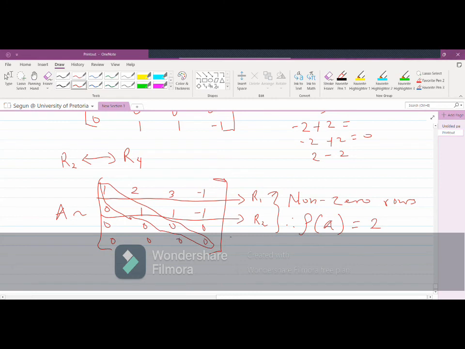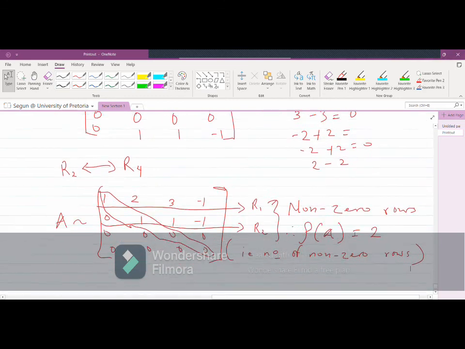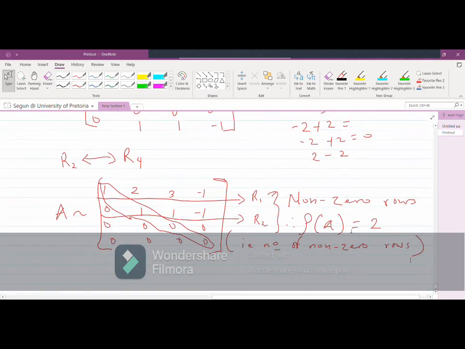That is the number of non-zero rows. Any question? Any question, please?